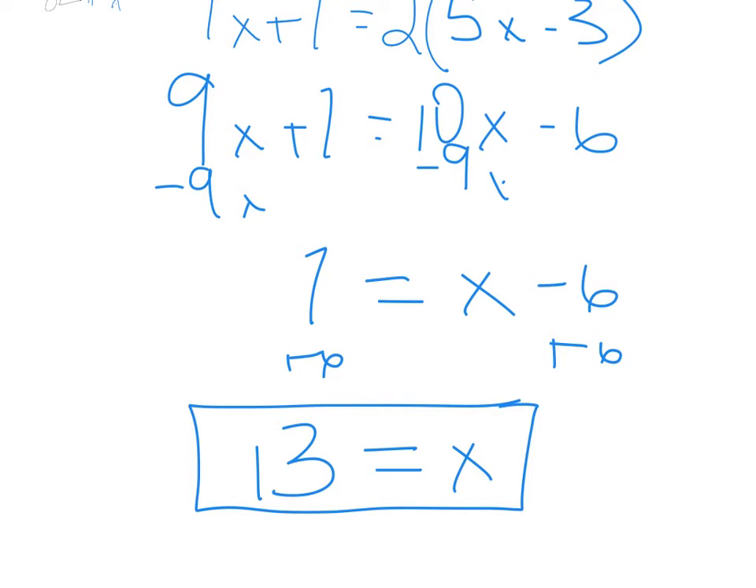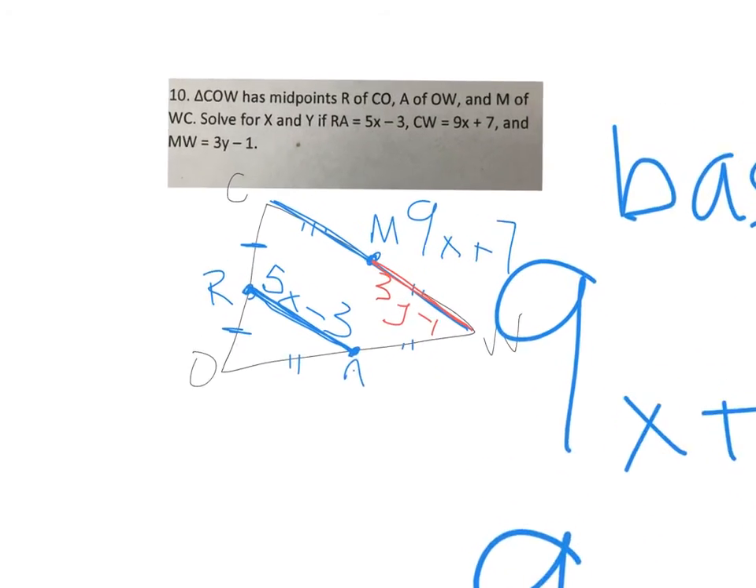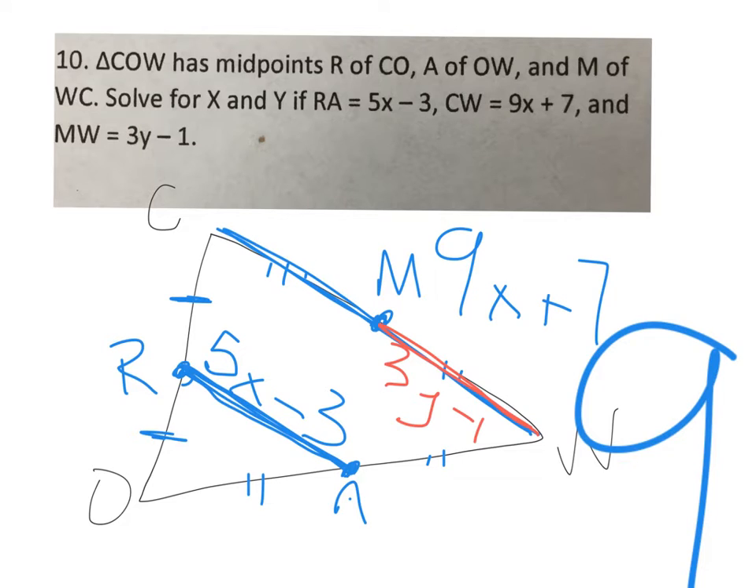So let's go back and see what we can do. If x is 13, that means the length from R to A is 5 times 13 minus 3. 5 times 13 is 65. 65 minus 3 is 62. So that length is 62 units long.